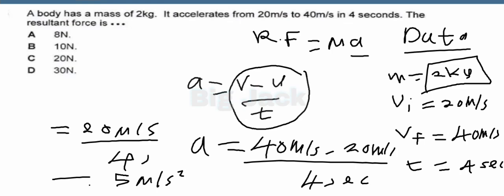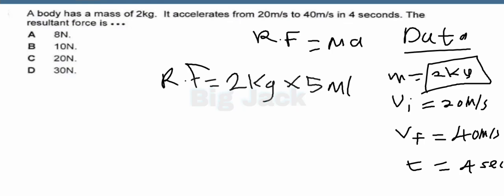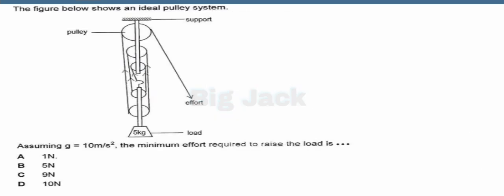So let's try to find now the resultant force. The resultant force is going to be equal to the mass, which is 2 kgs, multiplied by the acceleration, which is 5 meters per second squared. Then when I multiply, I'm going to get the answer, which is 10. Specifically it is 10 newtons, because the resultant force, or the force, is measured in newtons. As a result, the answer is going to be B. The next question.